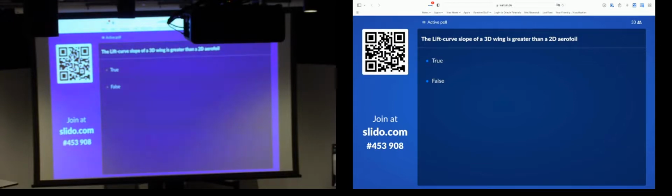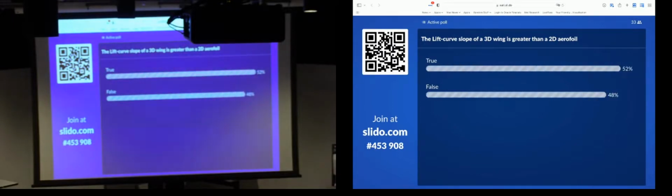Okay, we'll start, and you can keep answering if you want. The lift curve slope of a 3D wing is greater than that of a 2D airfoil. True or false? Ooh, we're at 50-50. Someone going to break that? And the answer is false.